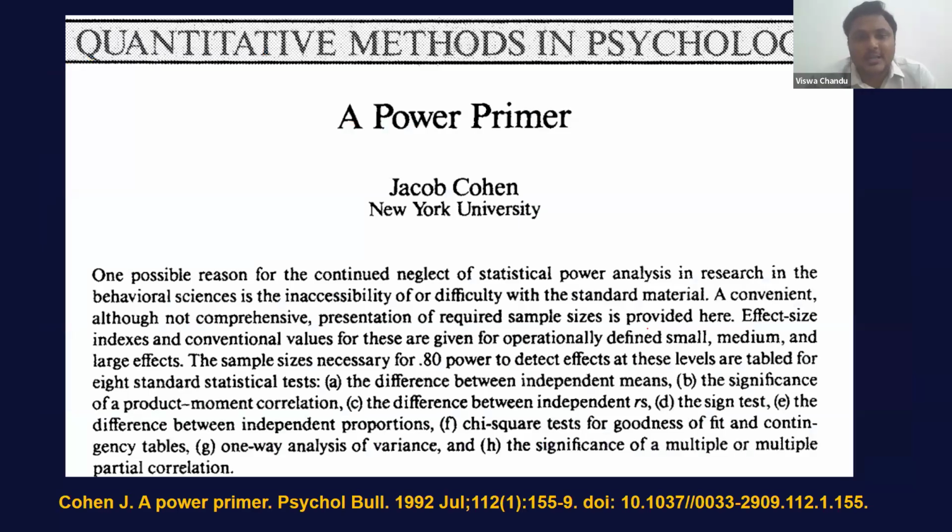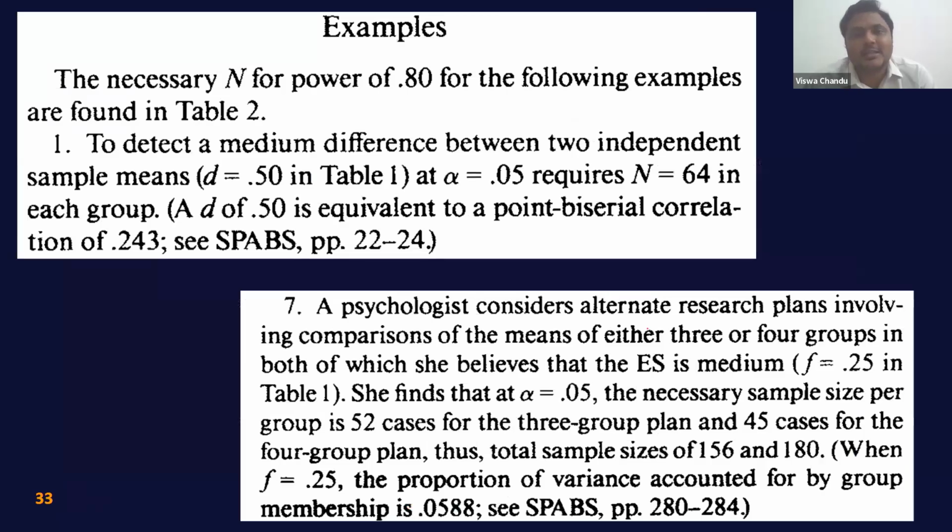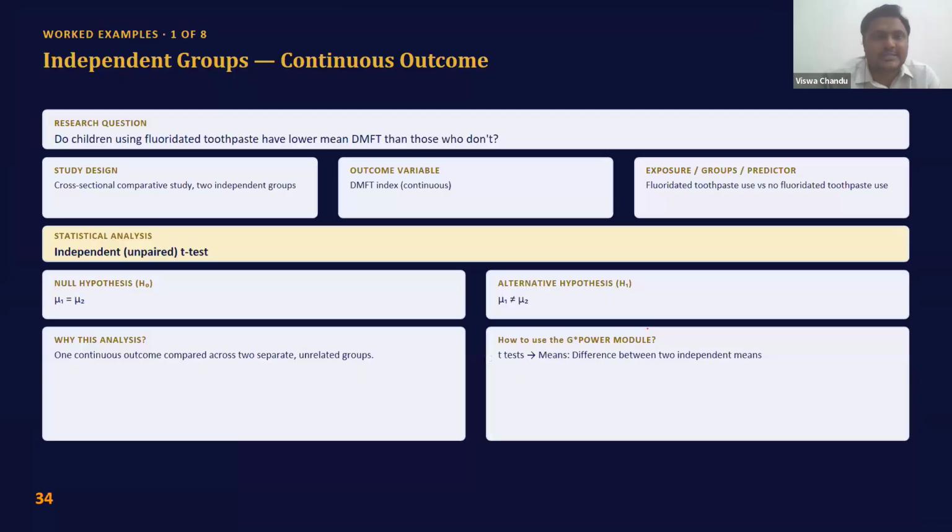So this is the actual article by Cohen, the power primer. Very beautiful article to read. And in fact, he has given some examples where to detect a medium difference between 2 independent sample means, that is an effect size of 0.5 at an alpha of 5%, we actually require n equal to 64 in each group. If you do the same thing in G*Power, you will essentially get 128 participants with 64 in each group. So these are just worked examples around predetermined default effect sizes, but as far as possible, try not to depend on these default effect sizes.